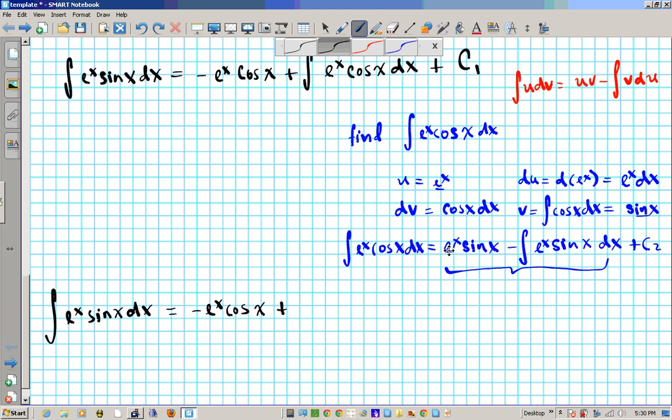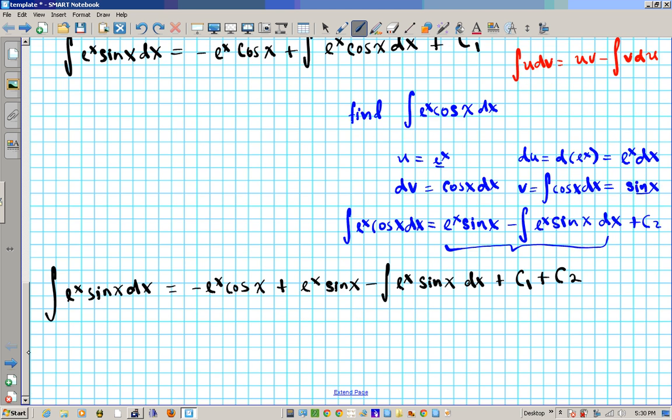So plus this piece, e to the x sine x, minus the antiderivative of e to the x sine x dx, plus c1 plus c2. Okay?